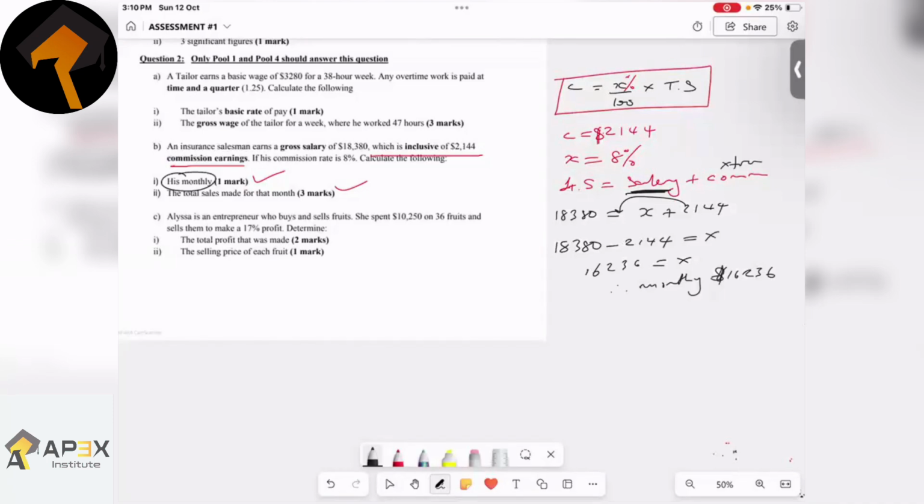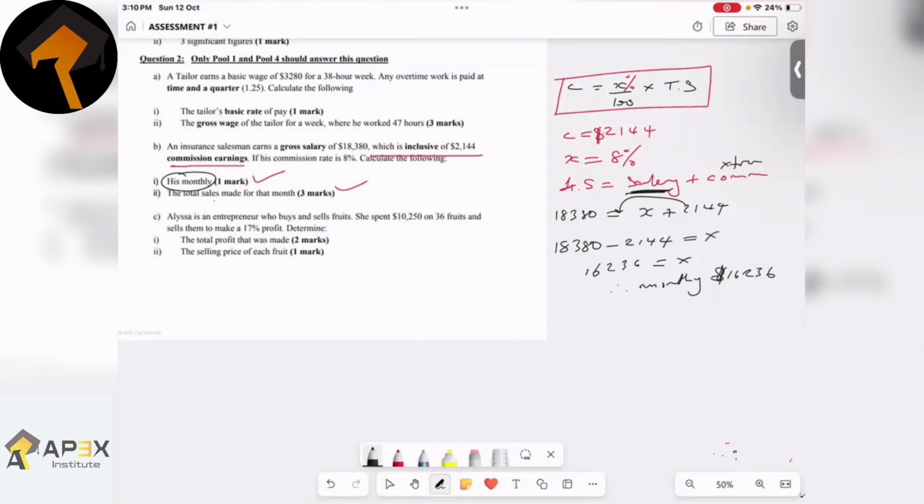So that would have been done, and you would have gotten your 1 mark. All right. So you don't have to do it as complicated as I did. But again, essentially, the learning process is important. All right. So formulas are important, guys, to work out questions that are in reverse.